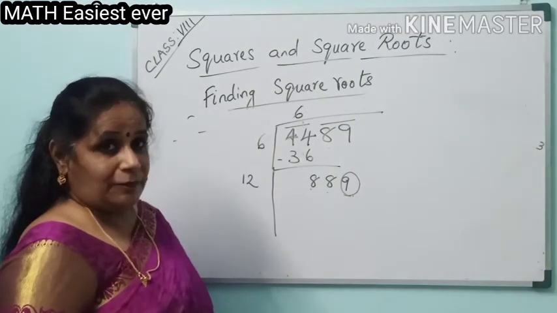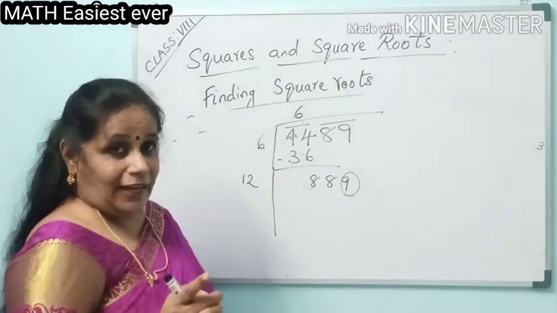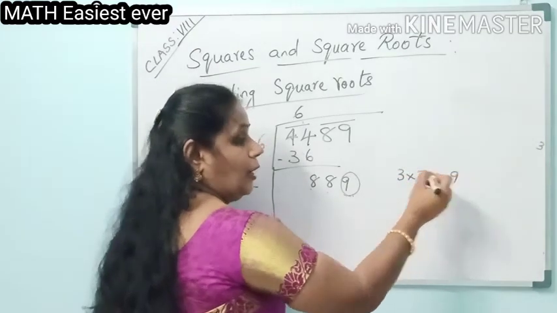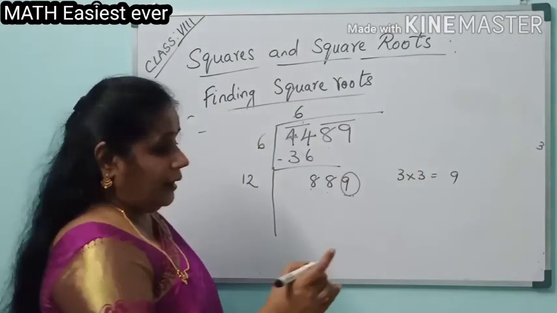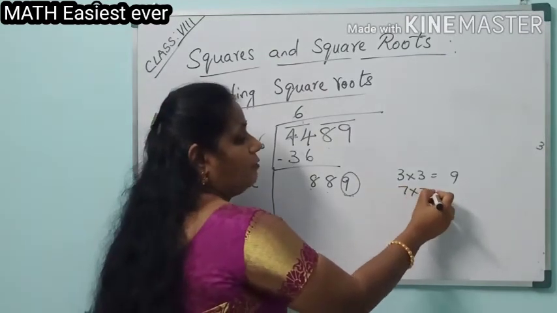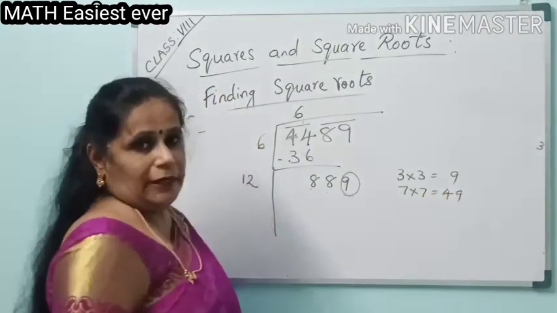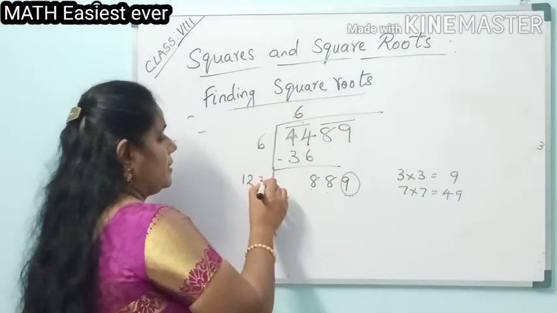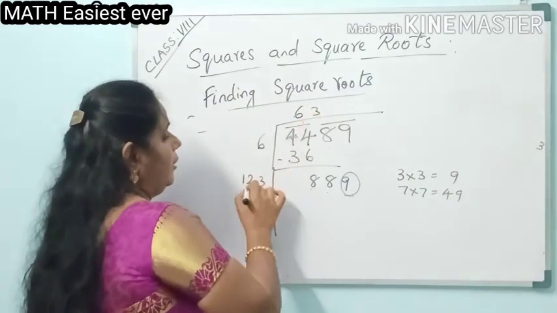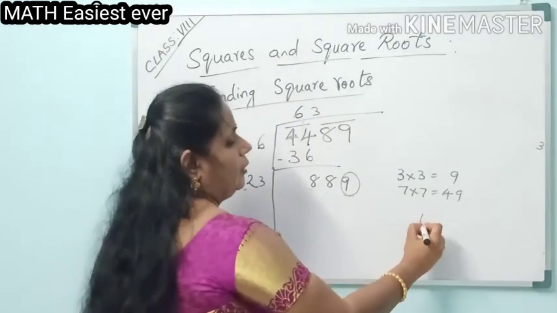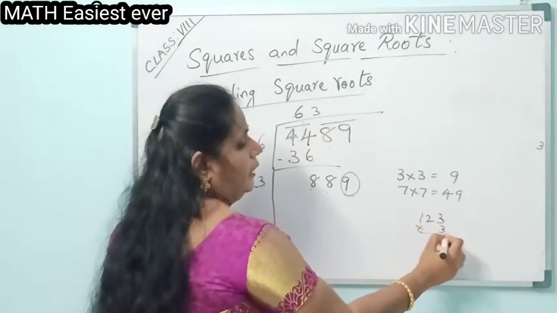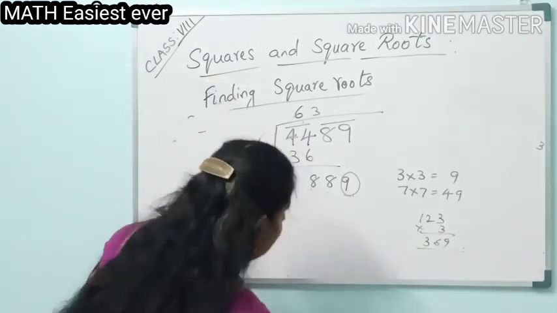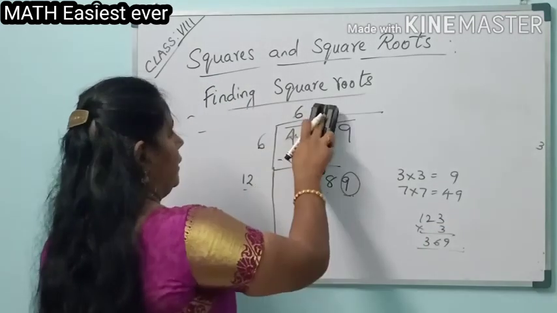9, what is the possibility? If you multiply two numbers, how do you get 9? 3 3s are 9, or 7 7s are 49. There are two possibilities. So first take 3 and check. 123 into 3. 3 3s are 9, 3 2s are 6. No, it's not possible. You won't get the answer. So that possibility is not correct.